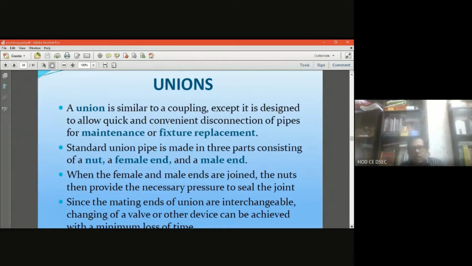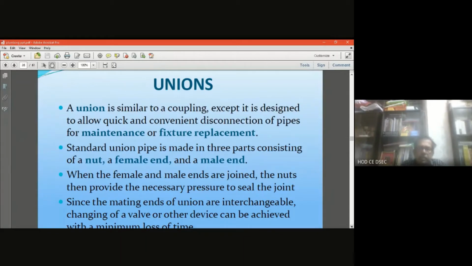So the union's function is also like the coupling. It joins two pipes, but the difference between the coupling and the union is that it can disconnect the pipes as per the requirement for maintenance and fixture replacement. So the disconnection can be done by providing the unions even after joining the two pipes. That is the advantage of unions.